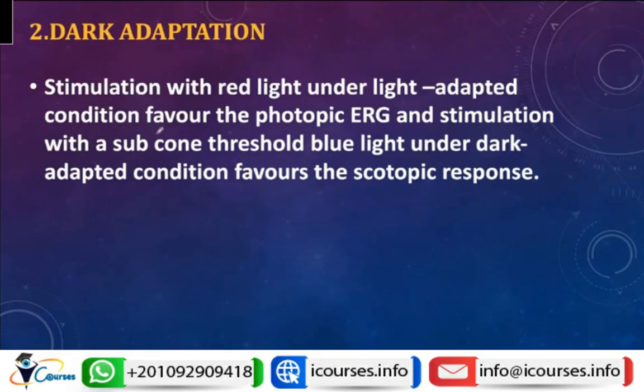The second thing is the adaptation. As we said, dark adaptation will favor the response of the rods, while light adaptation will favor the response of the cones. Also, the kind of light that stimulates the retina will change the nature of the photoreceptor stimulated. So the rods will respond better to blue light under dark conditions, while the cones will respond better to red light under photopic conditions.